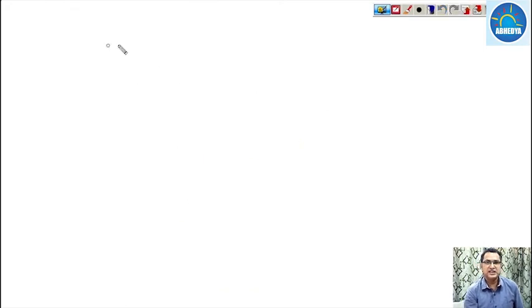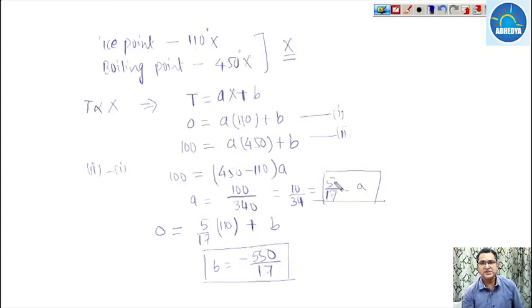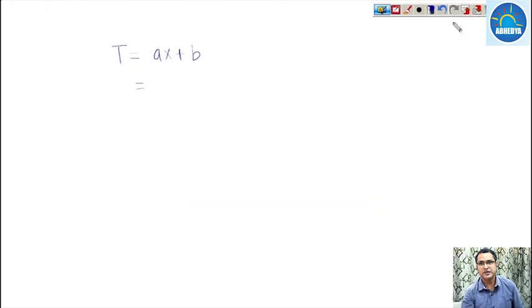So now T is equal to AX plus B. So what is the value of A? A is 5 upon 17 and B is minus 550 upon 17. So T is equal to 5 upon 17 X minus 550 upon 17.